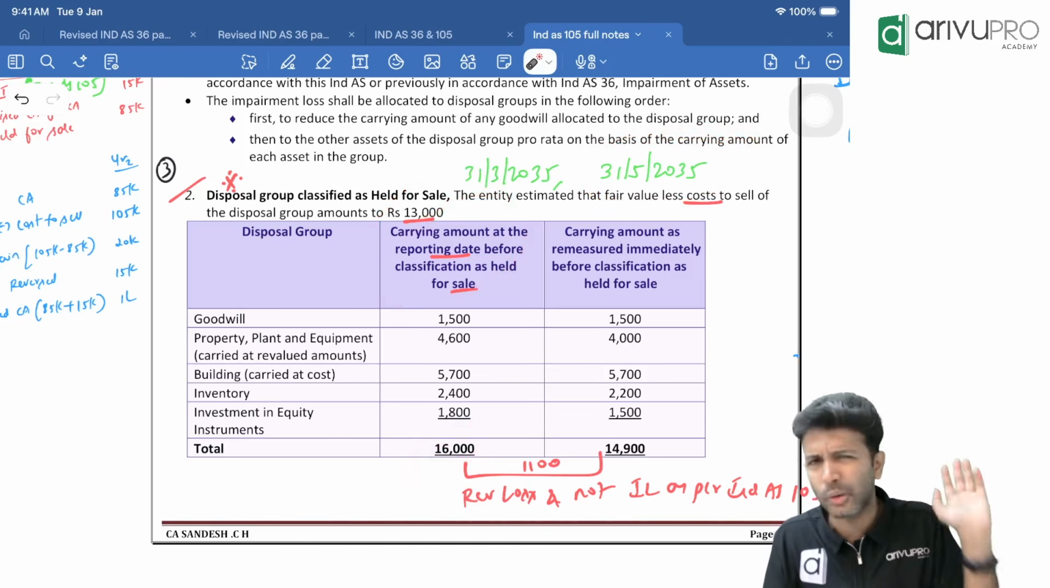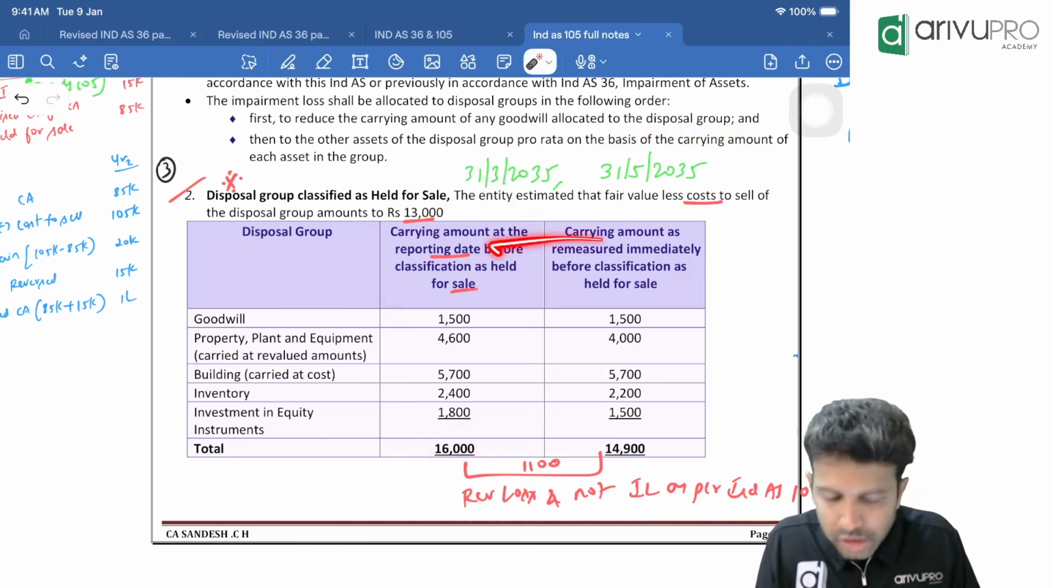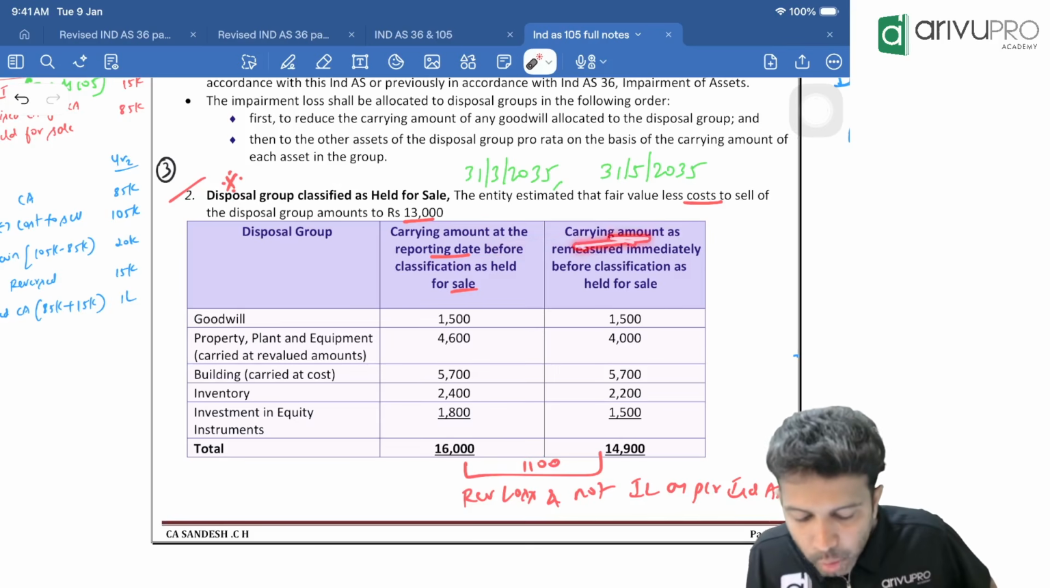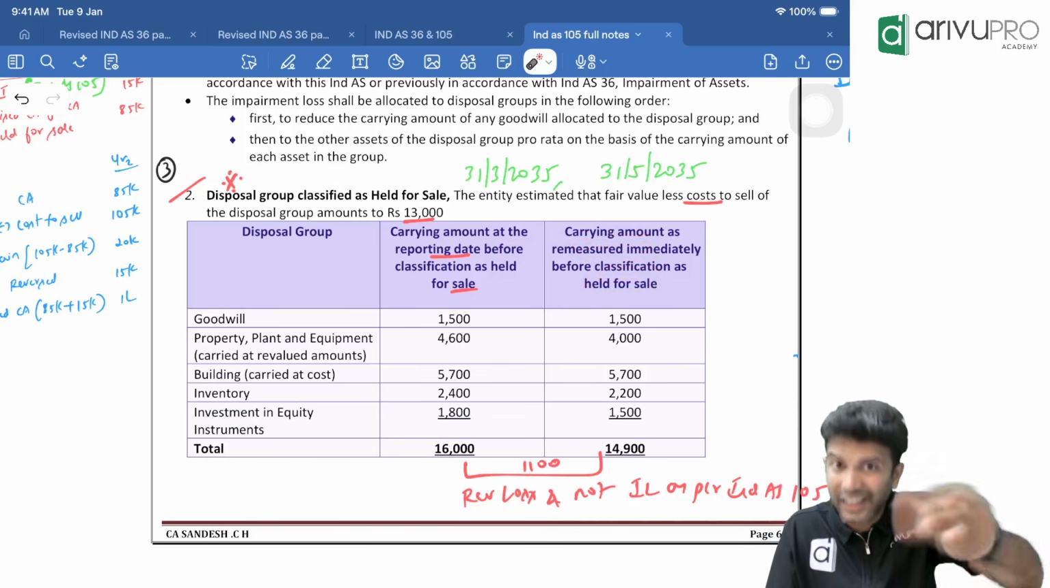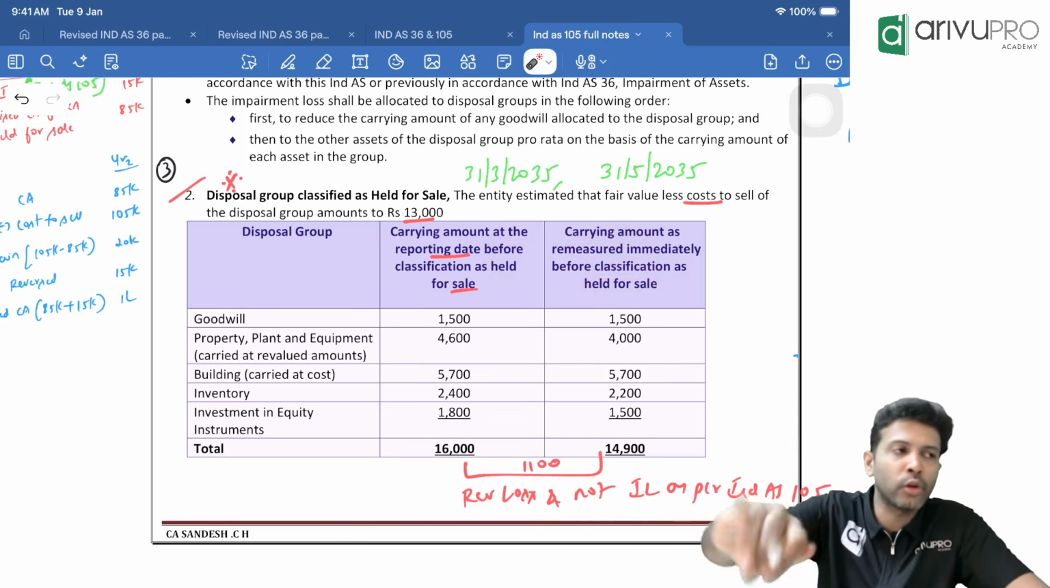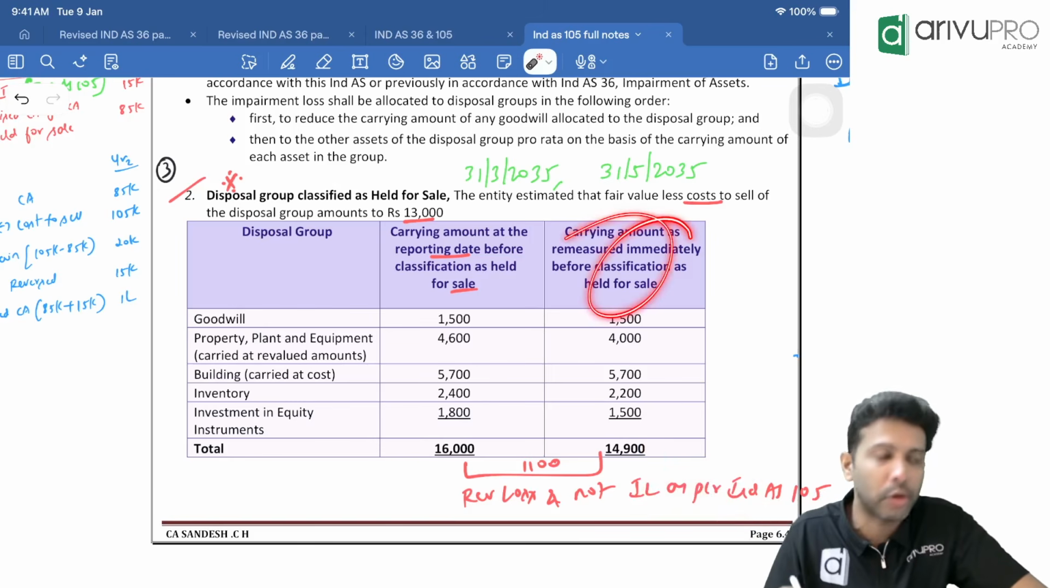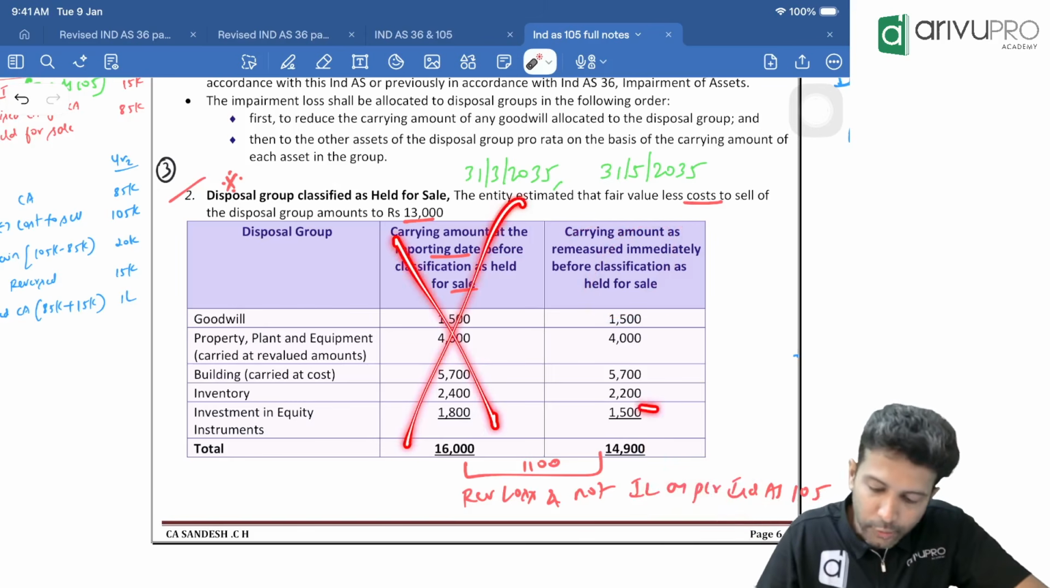So this is absolutely irrelevant for me. Look at the next column: carrying amount as remeasured immediately before classifying as held for sale. Immediately before. Just before you classified it as held for sale, this is a carrying amount. That means what? Is this column relevant for us, or this column?